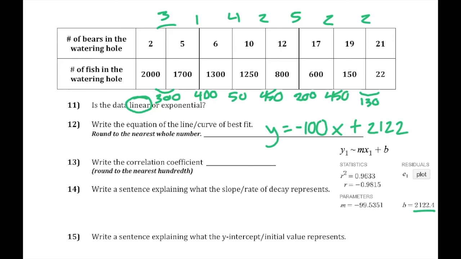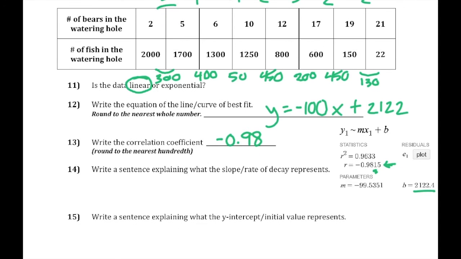Our correlation coefficient right here is negative 0.9 and then 8. If we go to the next decimal, that's 1. Oh, good. So I didn't make a mistake. It is negative 0.98.